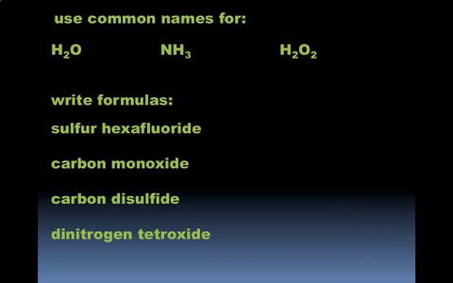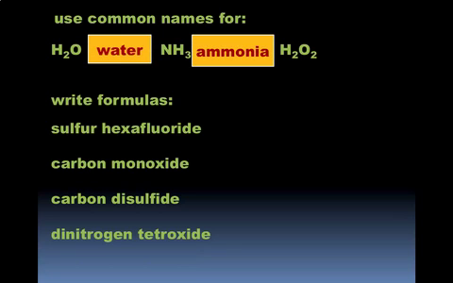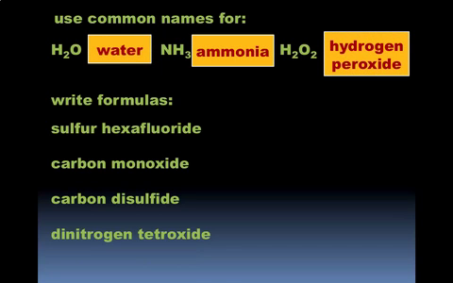There's a couple of these that are a little bit different that we have common names for. H2O, instead of saying dihydrogen monoxide, we call that water. NH3 is ammonia. And H2O2 is hydrogen peroxide. So you'll see those names and you'll be expected to know that those are the formulas for those substances.